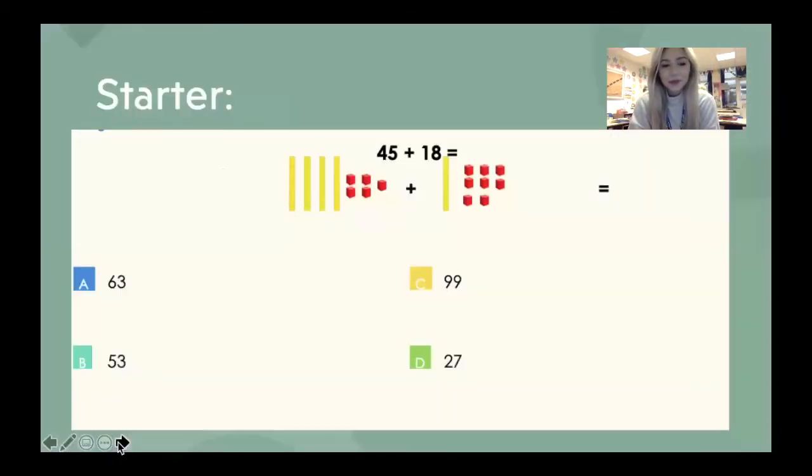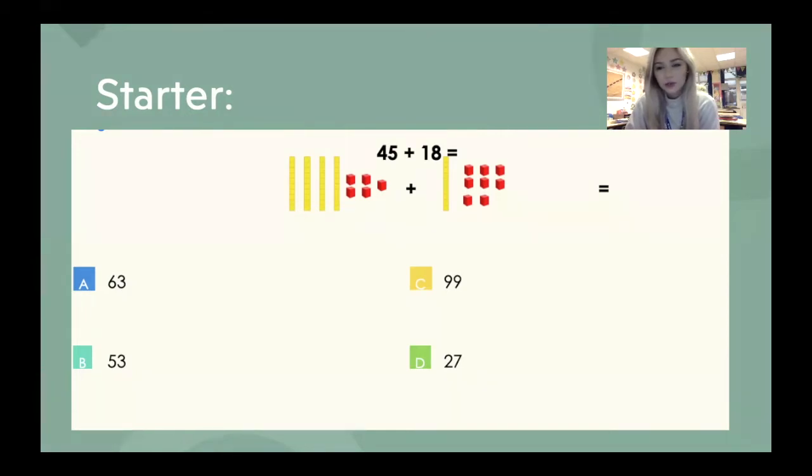So to start off with, I have this question here. Now it looks a little bit different to the questions that we normally do, so I thought it'd be a nice challenge for us. So we have the question 45 plus 18, and underneath we can see that we've got the numbers partitioned into their tens as well, which is quite helpful.